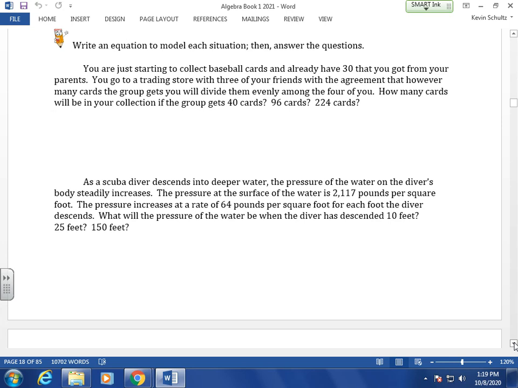How many cards will be in your collection if the group gets 40 cards, 96 cards, or 224 cards? Okay, we're not going to take answers now. We'll talk about it Monday. If you have questions on it, I will take those. Luke?